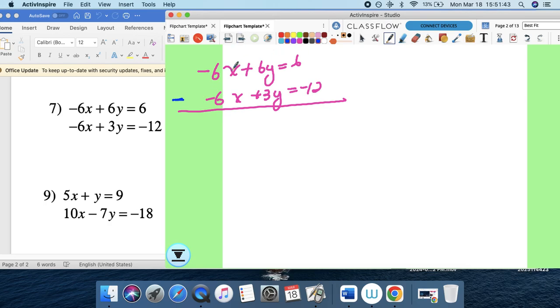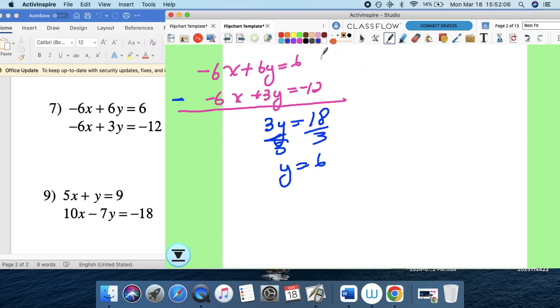So I get negative 6x minus negative 6x. That's just 0, so I don't have to worry about the first column. The second column, I get 6y minus 3y, I get 3y. 6 minus negative 12 is the same thing as 6 plus 12, so that gives me 18. And then divide by 3, divided by 3, y equals 6. So I have one of them.